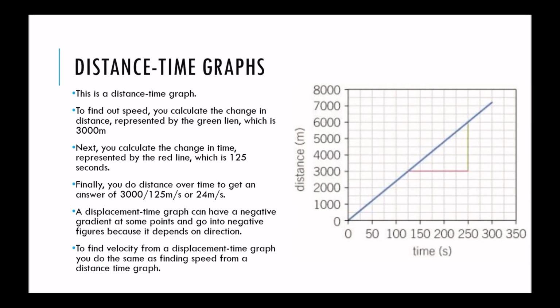So this is a distance time graph, and you can calculate speed from a distance time graph. You calculate the change in distance represented by the green line, and that's 6,000 minus 3,000, which is 3,000. Then change in time, 250 minus 125, which is 125. And since we know distance divided by time is speed, you do 3,000 divided by 125, and that results in 24 meters per second.